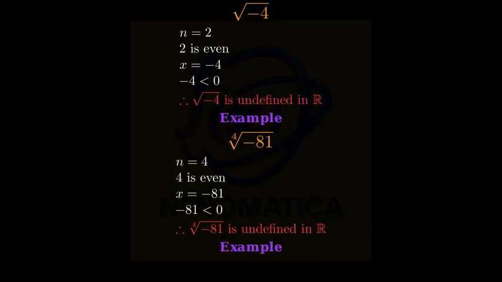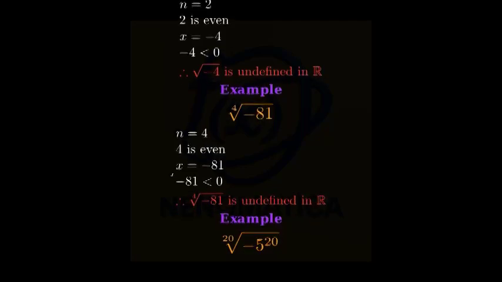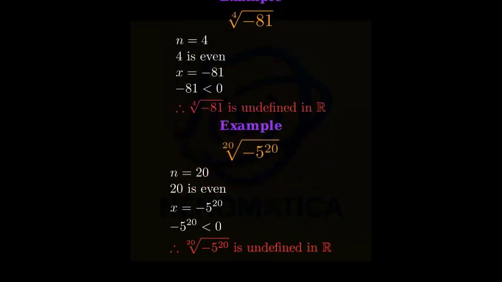This time, it's the 20th root of -5 to the power of 20. Again, the index is 20, which is even, and the radicand is negative. So this expression is undefined in the real number system as well. Let's examine 4 example problems. Each problem involves a radical expression, and we need to determine if it's meaningful in the real number system.